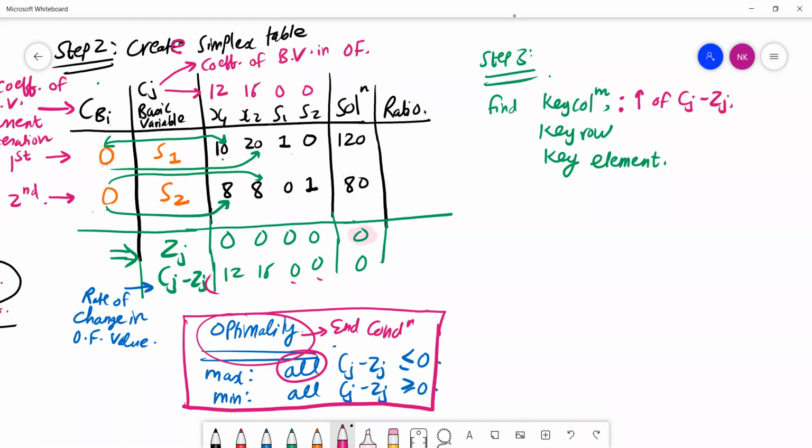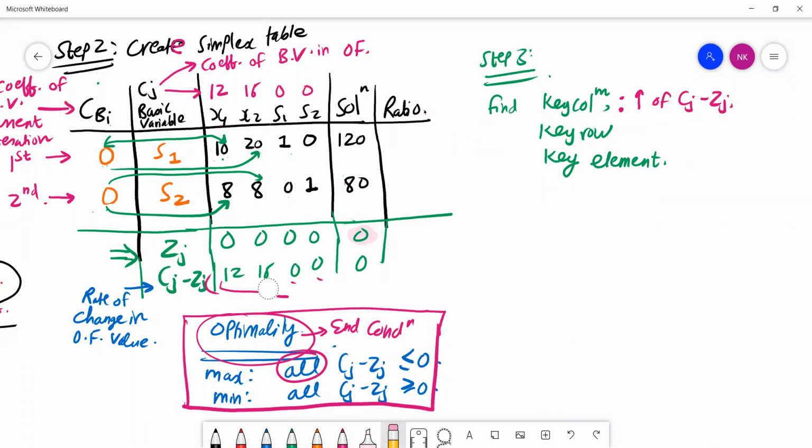Now over here, I have told that whatever value, if it is positive, that means there is a chance of increasing your profit values. Now, comparing X1 and X2, the rate of change of the profit is more for X2 compared to X1. Why? Because X2 has a higher value than X1.